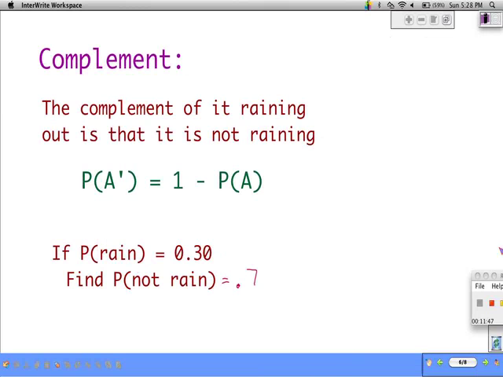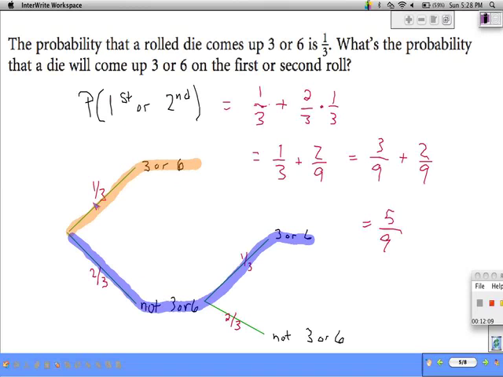We're following this formula. The probability of not A, or probability of A's complement, this apostrophe means we're talking about that thing's complement, is equal to 1 minus the probability of A. And that's what we used in our tree diagram. We found the probability of A, in this case, the probability of getting a 3 or a 6, was 1/3. The probability of not getting a 3 or a 6, the probability of A apostrophe, is 2/3.